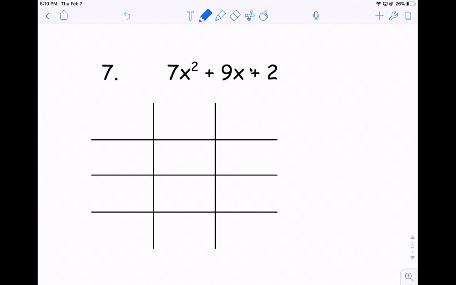Again, I'm always going to look for a greatest common factor. Well, I cannot divide any one number out of 7, 9, and 2. None of them have a common factor. I cannot divide an x out of 2. So at this point, then we go to factoring by tic tac toe.